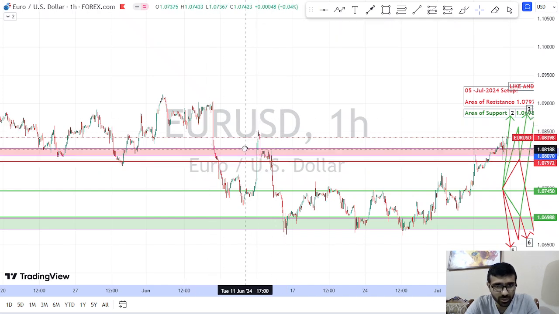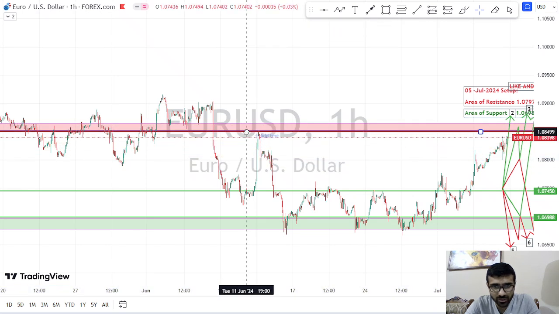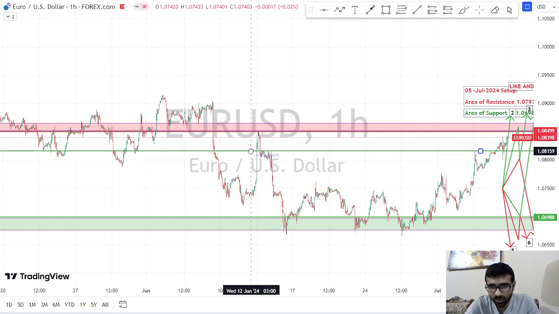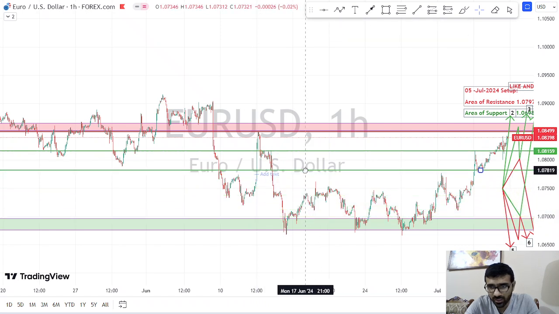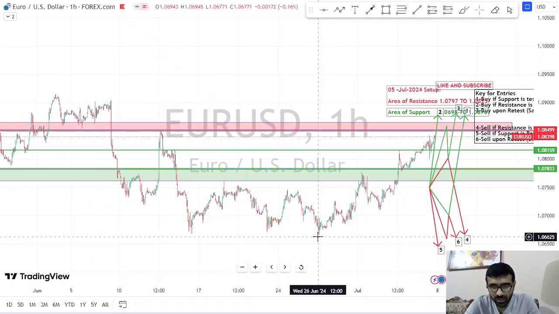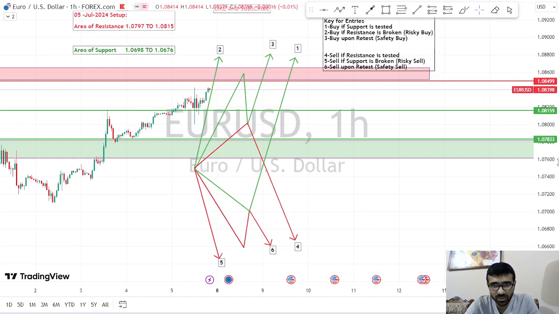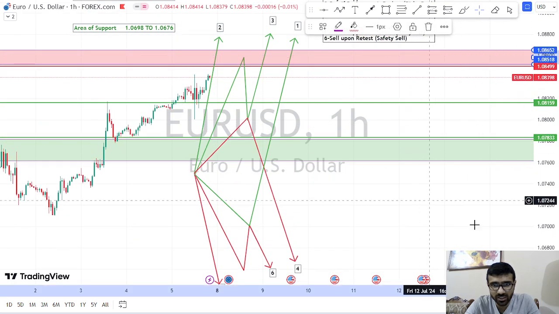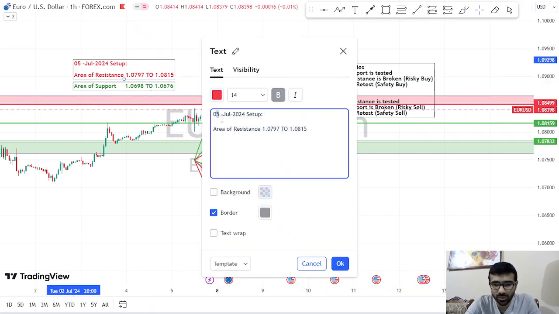So let me pull up this area. This will be the new area which needs to be broken, and the minor area of support will come into play over here, and the major area of support that will come into play is approximately over here from where the market started to rise. Now let me write down the new areas of support and resistance for you guys, so you can easily take trades in this Euro USD pair and there is no further confusion. So on Monday, it will be the 8th of July.